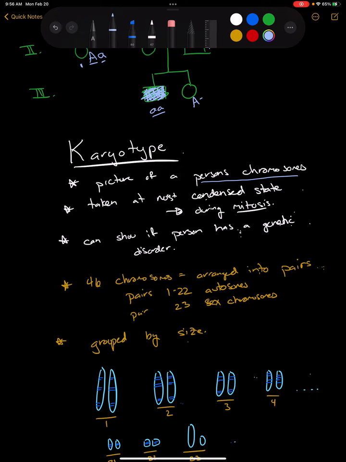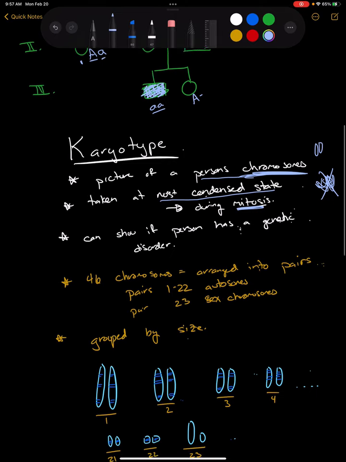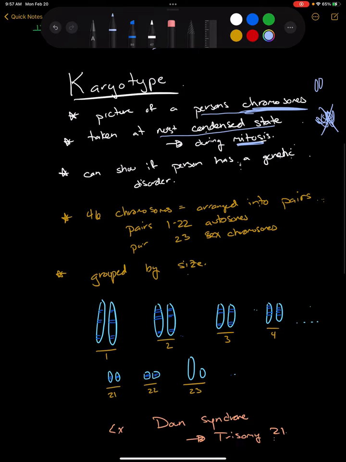What they do is they take a picture at a person's most condensed state, like their DNA. So that'd be during mitosis, because remember, during interphase and cytokinesis, your DNA is in that chromatin state. That's not going to show you a lot. But if I take it at the most condensed state, then I can actually see the chromosomes. I can see those sticks. And really what we use a karyotype for is to see if somebody has a genetic disorder.